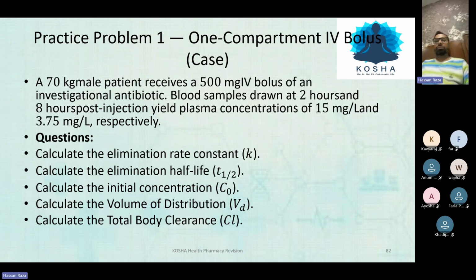Move to, so for example, if in an exam you have been given this question, that there is a 70 kg male patient who received a 500 mg IV bolus of, suppose, an antibiotic, and you have drawn a sample at 2 hours and 8 hours post infusion, and the plasma concentrations you have received are 15 mg and 3.75 mg per liter. So what will be the elimination rate constant then?